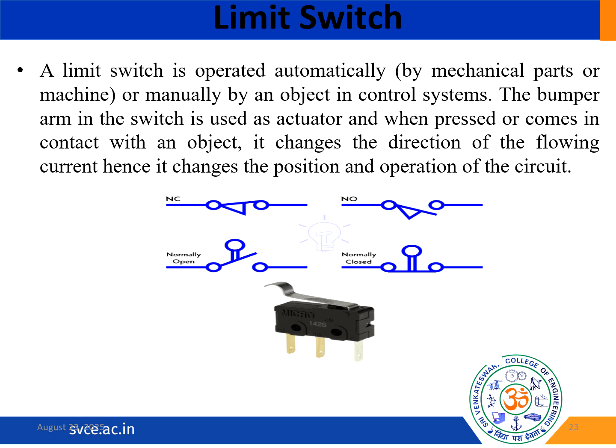So it changes the position and operation of the circuit. So we are using this as an example instead of a push button. Here we have mechanical parts of a machine or other objects. We have two poles which are used to control two separate circuits, and this particular limit switch breaks one circuit and closes the other one at once. So this is a type of switch.